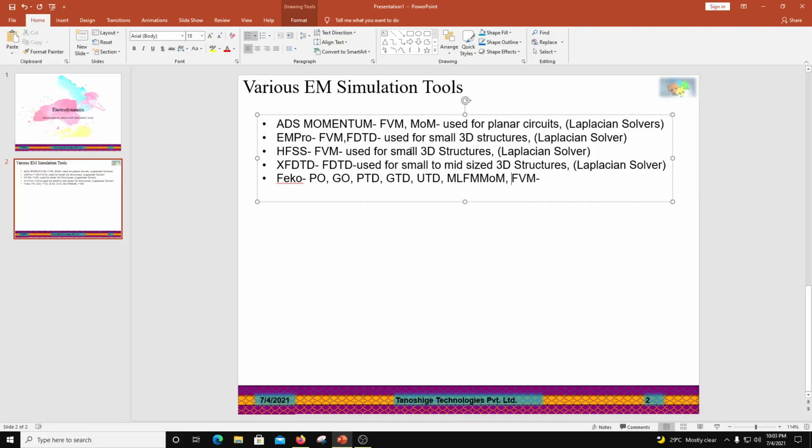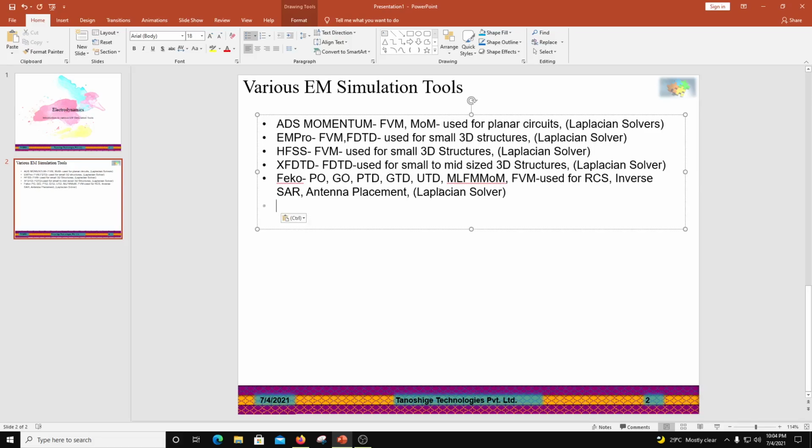And this one is used for RCS, inverse SAR, and what you call antenna placement, right? So that's that. And again, these are all Laplacian solvers, right? So after Feko, we also have, let me just go through.